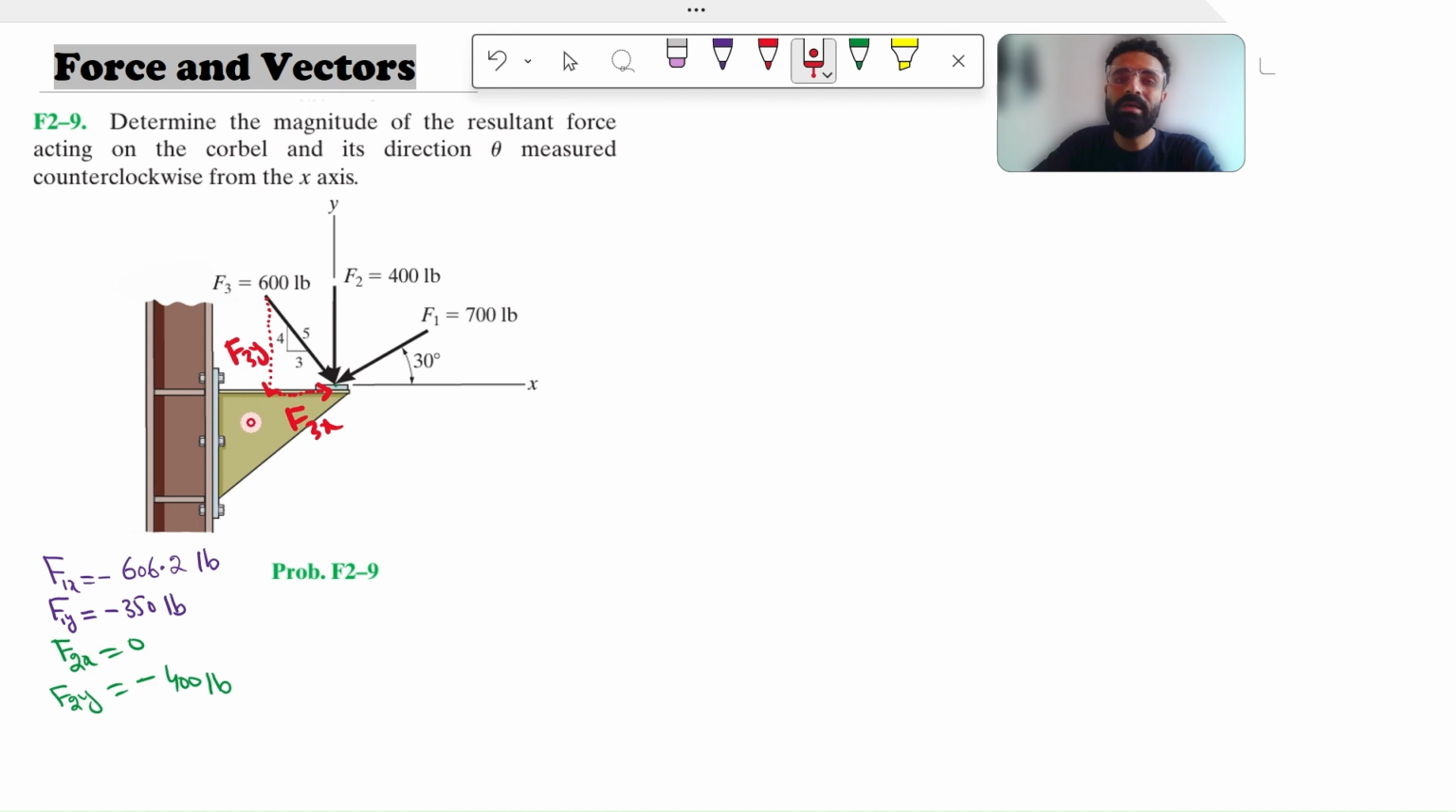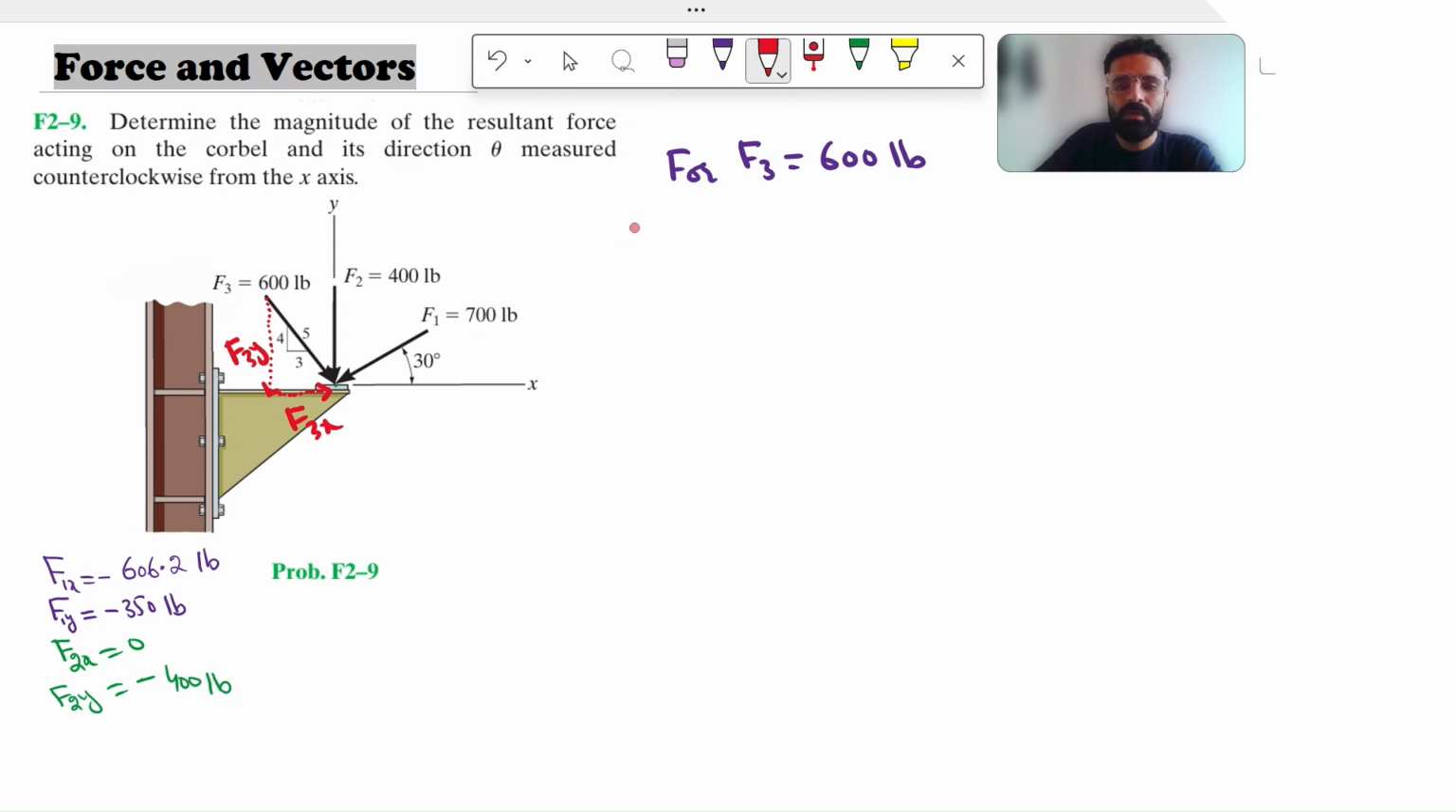So all downward forces we are taking will be negative. So the y component for the F3 force will be negative. So I will be resolving for this F3x. So for F3, I need to find its x and y component. The F3 value is 600 pound. So I need to find its x component.